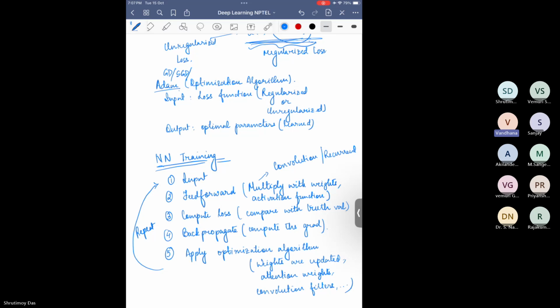Like in back propagation, we are just computing the gradient and later we are doing gradient descent. Yes, optimized, right. Okay.